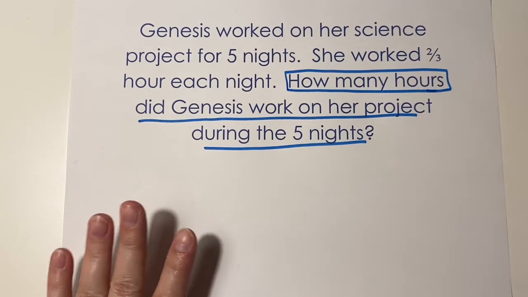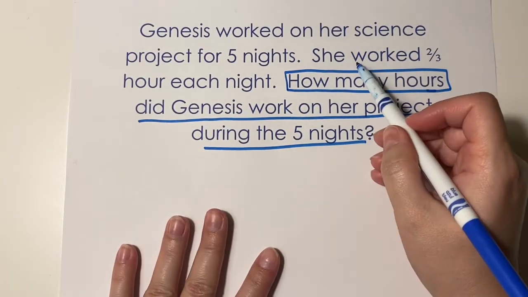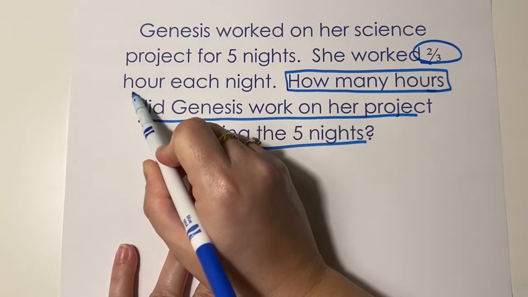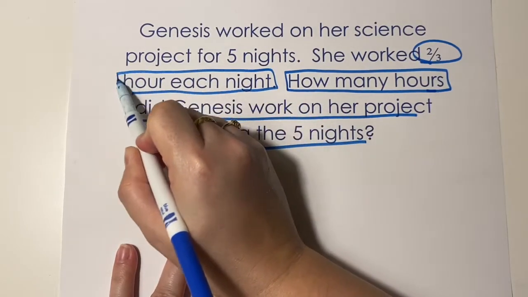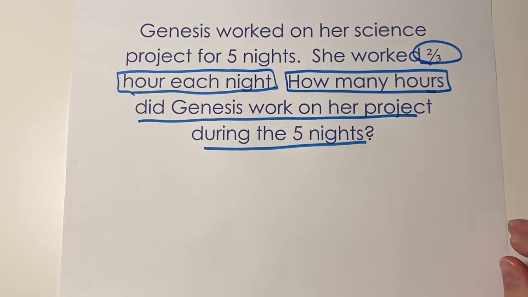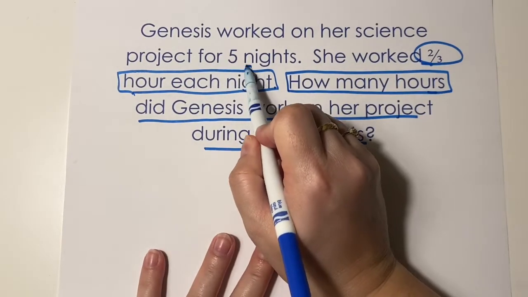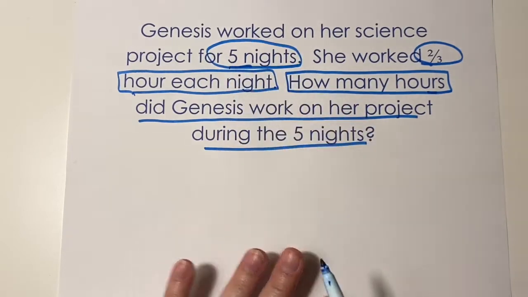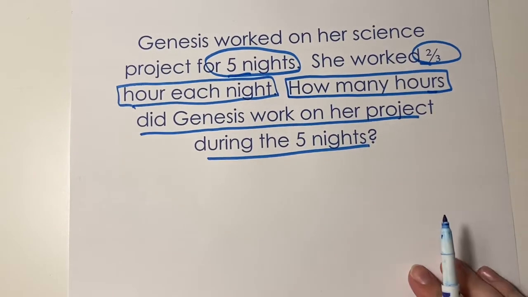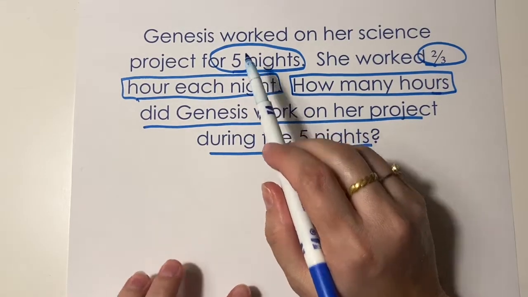So let's go back and look to see what we know about hours. We know she worked 2/3 an hour each night. There's that each again to help me out. So it means every single night. And how many nights did she do it? Okay, she worked for 5 nights. So you know I like to draw, so I'm going to go ahead and start drawing this one. So let's draw my 5 nights.